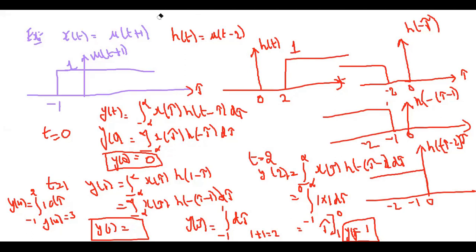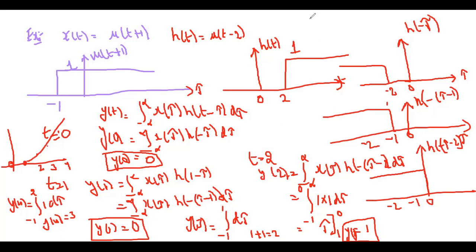So the value is also 0. So y of 2 is equal to 1, y of 3 is equal to 2, y of 4 is equal to 3, and so on. A ramp function. We get at 0 the value 0, and at 1 also 0, at 2 it is 1, at 3 it is 2, at 4 it is 3, and so on. Now the graph is a ramp function.